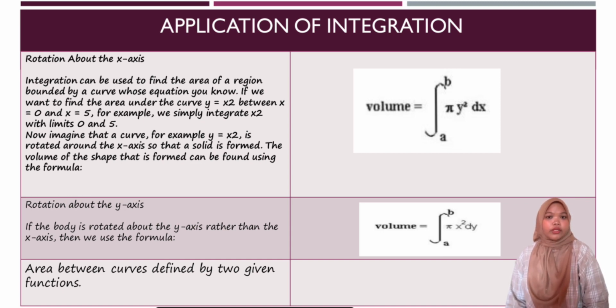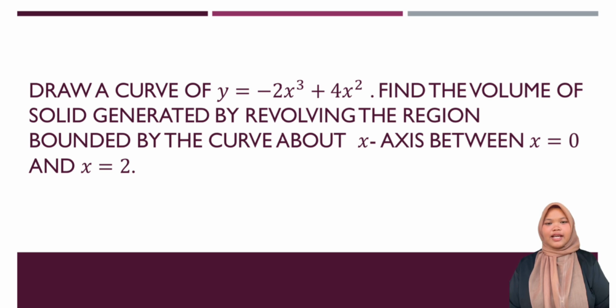And for rotation about the axis y, if the body is rotated about the axis y rather than the axis x, then we use the formula volume equals integral from a, the lower limit, to b, the upper limit, of pi x squared dy. Area between curves defined by two given functions. Now let's look at the question.